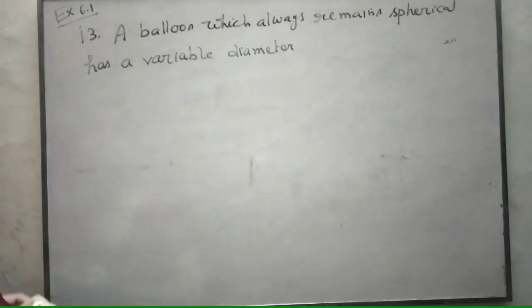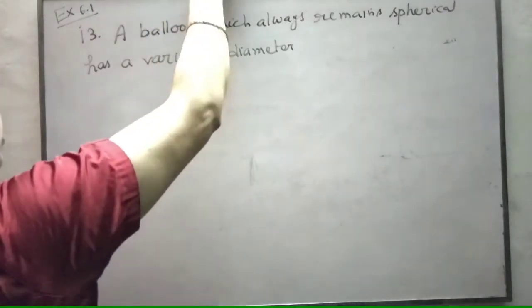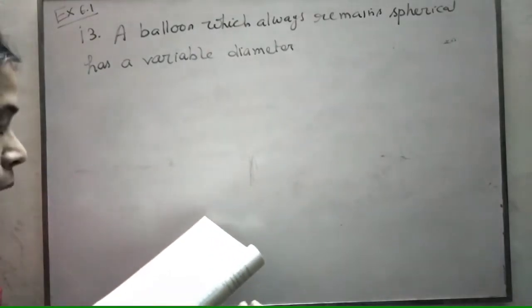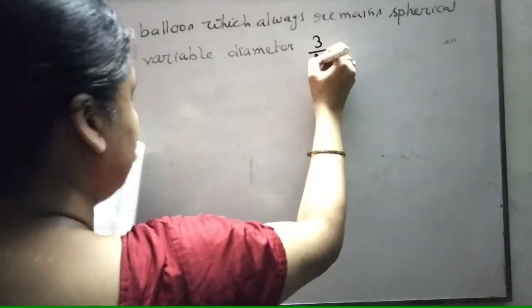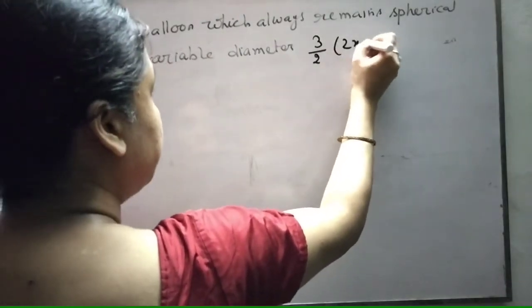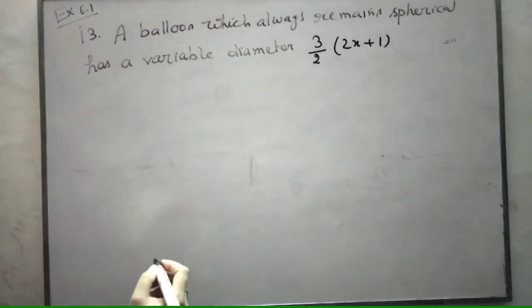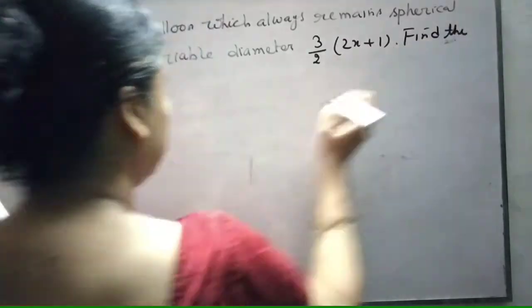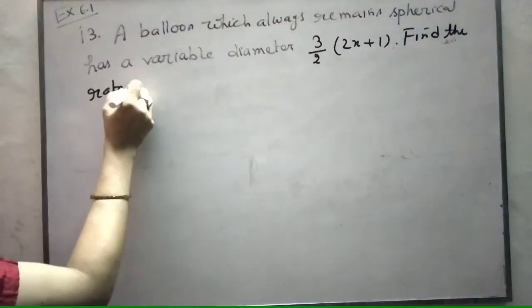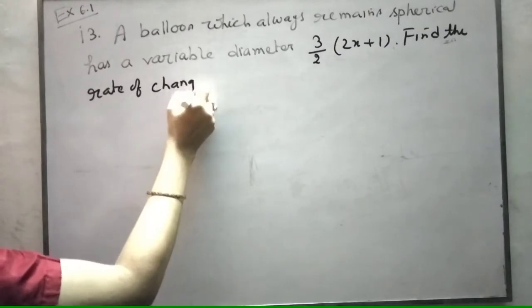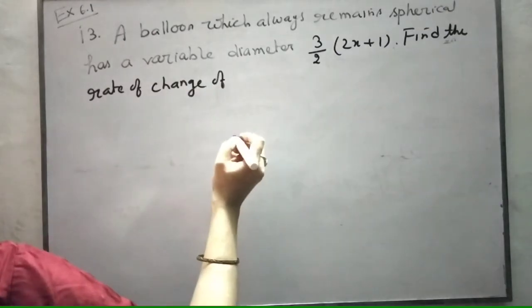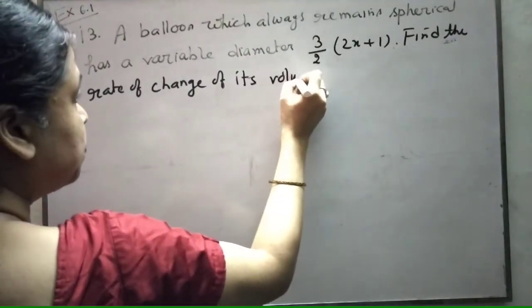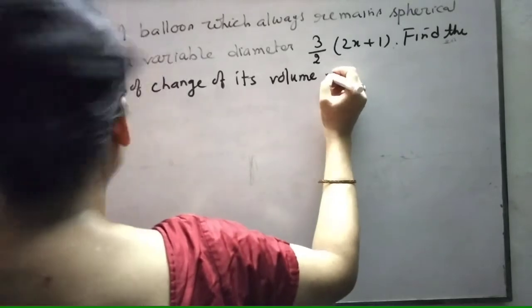In the previous question the radius was given, but here, remember, the diameter is given. The diameter is given as 3 by 2 times (2x plus 1). Find the rate of change of its volume with respect to x.